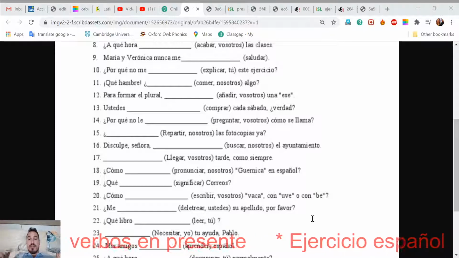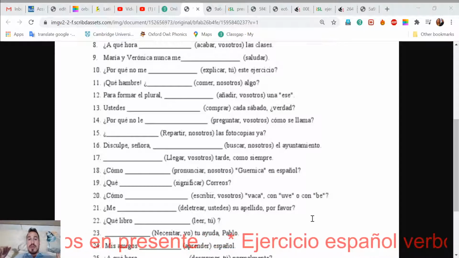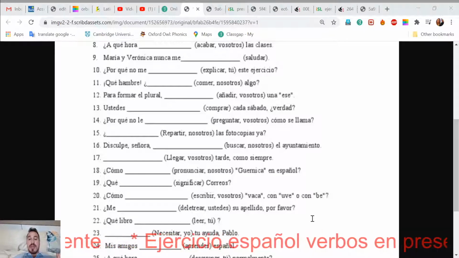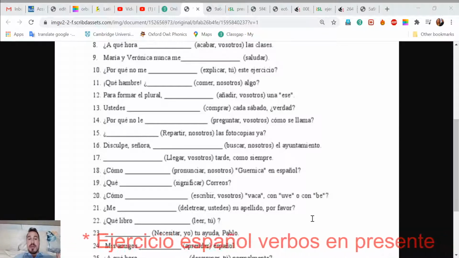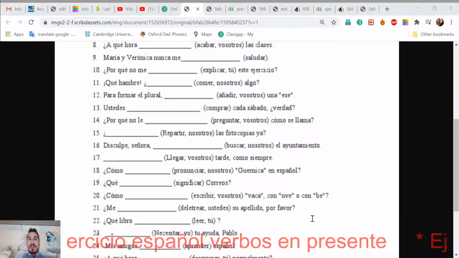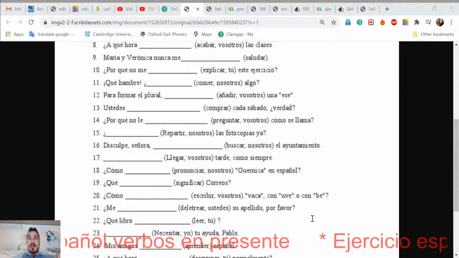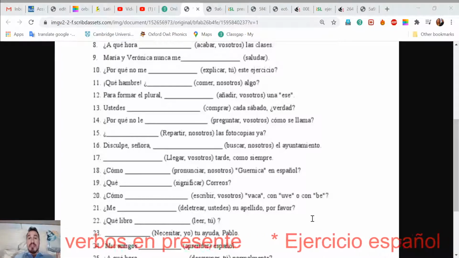Okay, so remember when we talk about we or we talk about you guys, vosotros, you could have the three vowels. E, I, or A. For the other cases, it could be only two vowels. It could be either an A or it could be an E. Never an I.